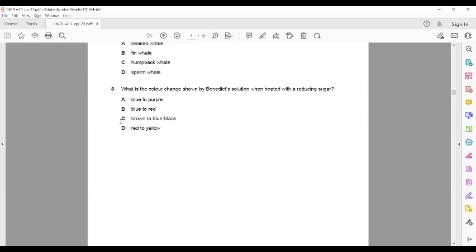Sometimes they say brick red or something like that. It's okay. So red to yellow, no, it's not. The original color of the Benedict's solution is not red. The original color is blue. So the answer is blue to red color. So B is the answer.